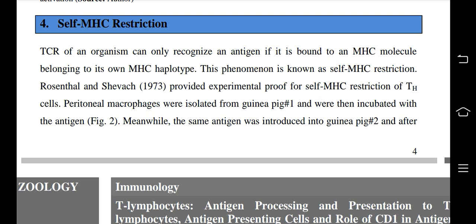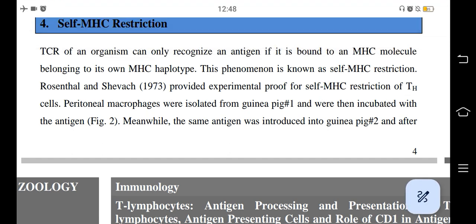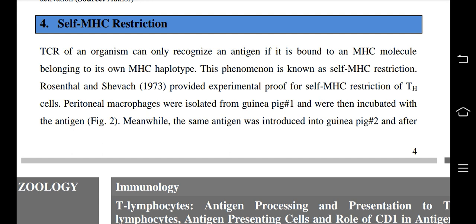TCR of an organism can only recognize an antigen if it is bound to an MHC molecule belonging to its own MHC haplotype. This phenomenon is known as self-MHC restriction.